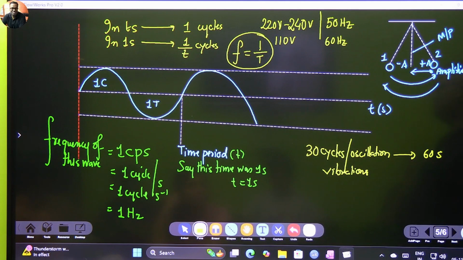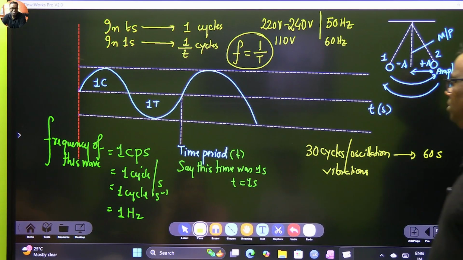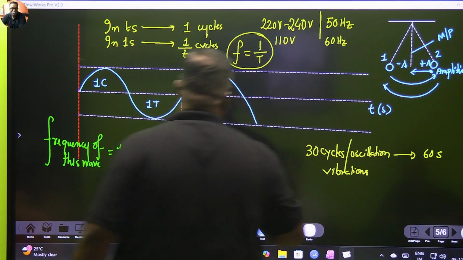120 oscillations in 60 seconds, the frequency is 2 hertz. Have you understood? The frequency is 2 hertz. So now you have understood what is frequency. You have understood what is time period. How are frequency and time period related, beta? The frequency is always 1 upon the time period. So this is one formula which we will be using a lot in our calculation.